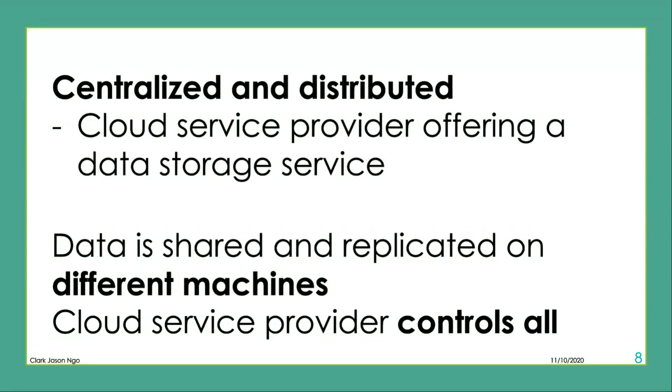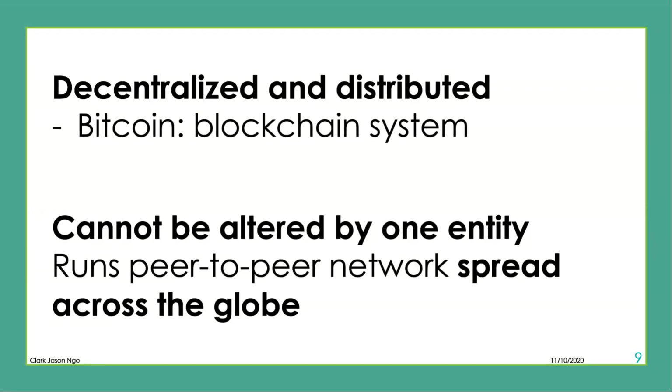Now we have a different combination, centralized and distributed, let's say a cloud service provider such as Amazon Web Services or Alibaba Cloud, and they offer a data storage service, right? Data is shared and replicated on different machines. That's why it's distributed. Again, the cloud service provider may have many servers where they distribute that data. It is centralized because only the cloud service provider controls it.